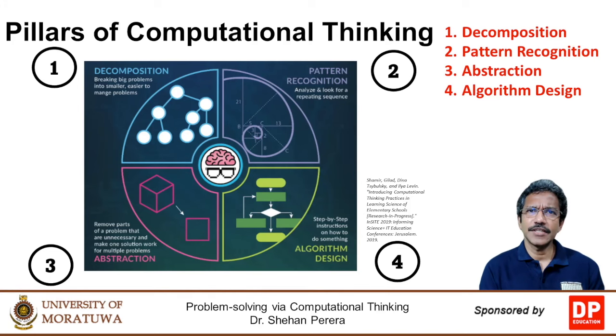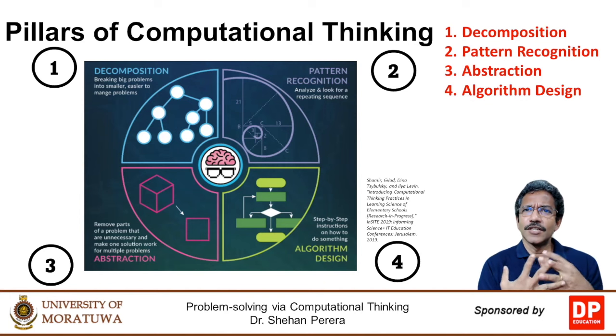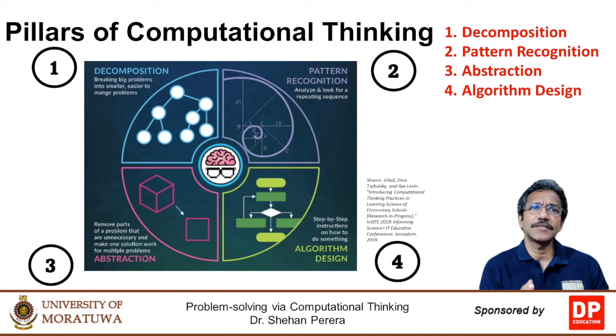Second one is pattern recognition. In this, we try to see things that are common to multiple similar problems, so that we can reuse a solution that we have used for one of these similar problems. By solving one of the similar problems, or by using a solution given to a similar problem, we are able to solve multiple problems by using pattern recognition.